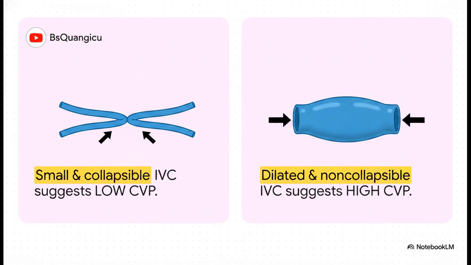A small, highly collapsible IVC during inspiration, or a sniff test, suggests a low CVP. The tank is empty. That points you straight toward hypovolemic or distributive shock. But a dilated, plump, totally non-collapsible IVC, that suggests a high CVP. Fluid is backing up because of a blockage or a failing pump, which heavily hints at obstructive or cardiogenic causes.